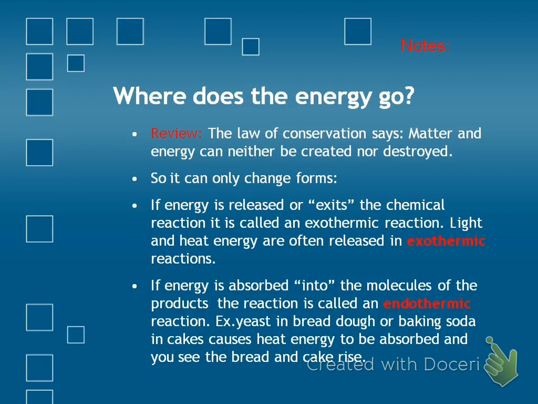So exothermic, see the EX, and think about the word exit. Therm means heat. So if energy is released or exiting a chemical reaction, we call it exothermic. Oftentimes you can observe a chemical reaction and know that it's exothermic because you will see light being released, think about fireworks, or you will use a thermometer and have a starting temperature and notice that the temperature is rising in the reaction, and that is an indication that heat energy is being released in the reaction. So to be exothermic, the energy must be released.